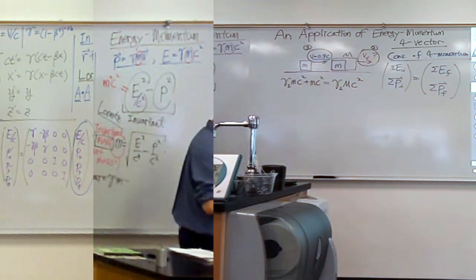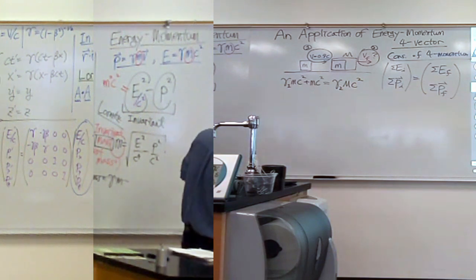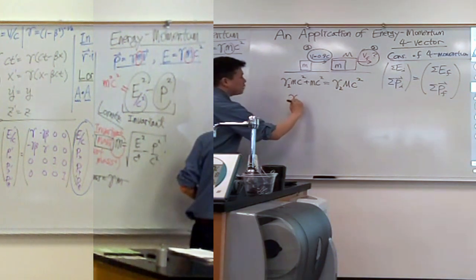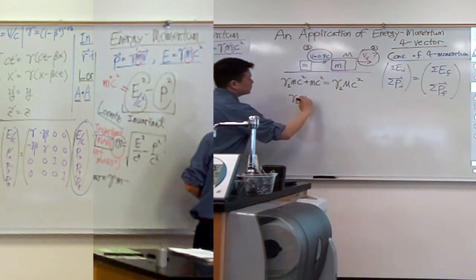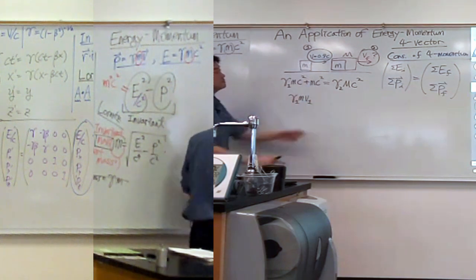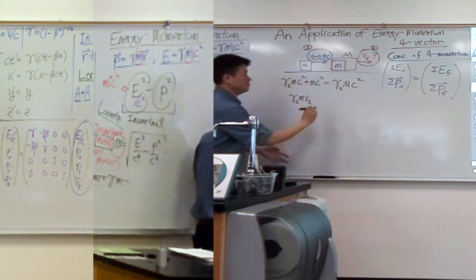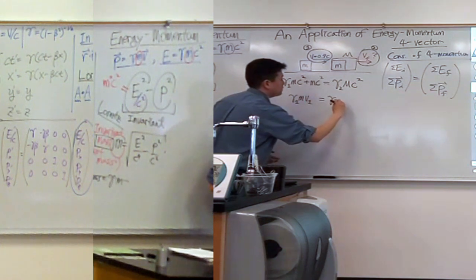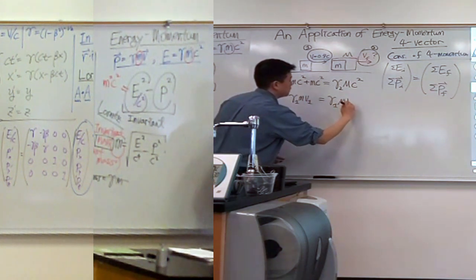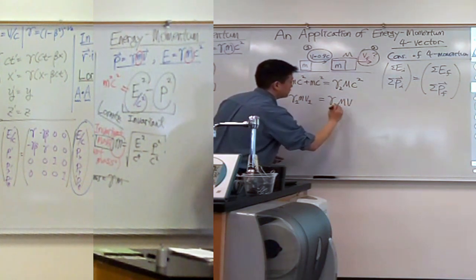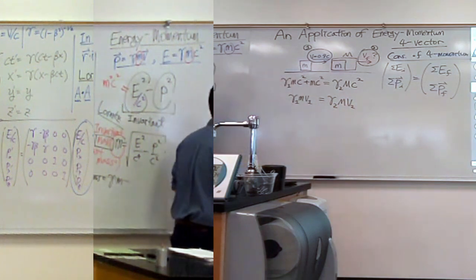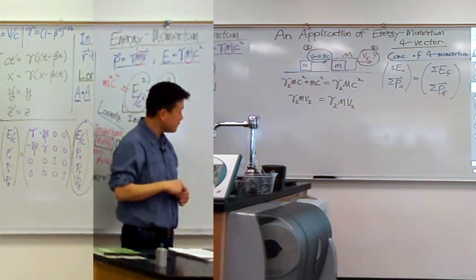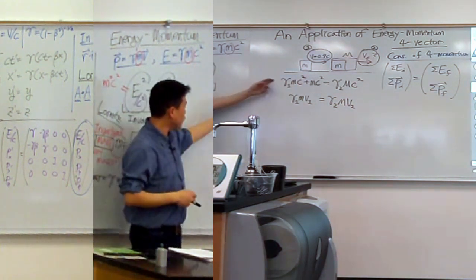I think we wrote down momentum conservation correctly last time. Let me write it again. So it's gamma 1 m v1, the momentum of this, plus 0 momentum, is equal to the total momentum of the whole thing: gamma 2 big M v2. Good. Okay, so we have 2 equations.